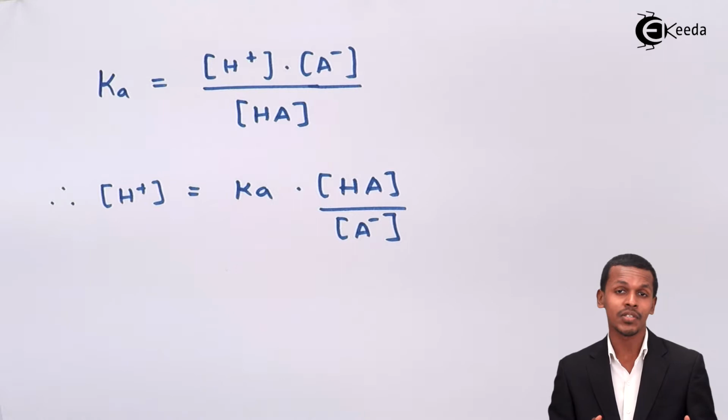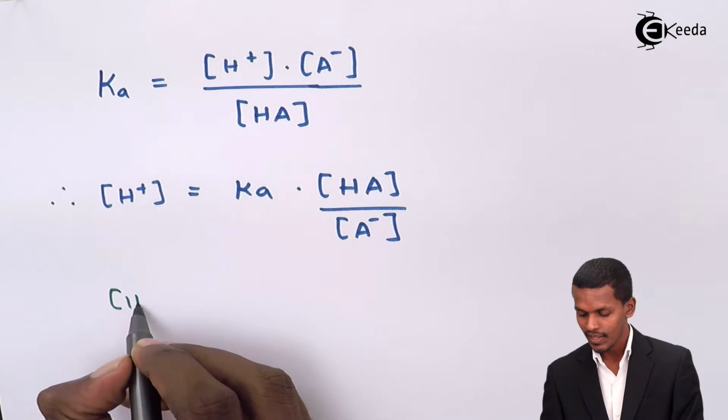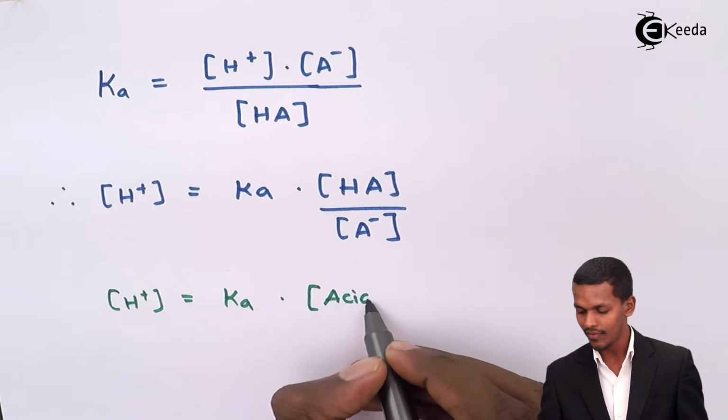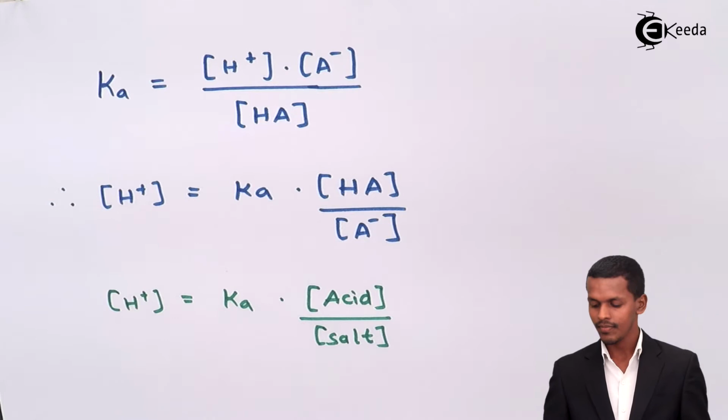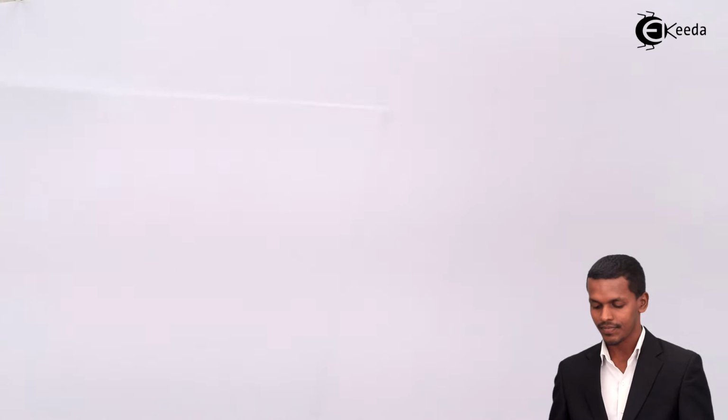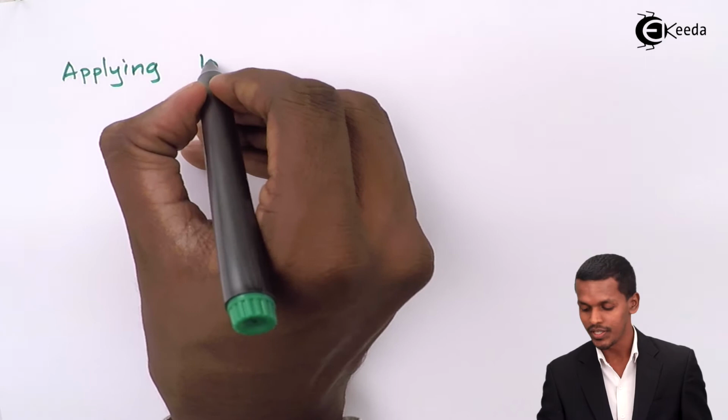So I could make it in a general form, that is H plus is equal to Ka into the acid that we have, mind it would be a weak acid, divided by the concentration of salt. So this equation can be written in another form by multiplying minus log on both the sides. First of all, let me write it by applying log on both the sides.